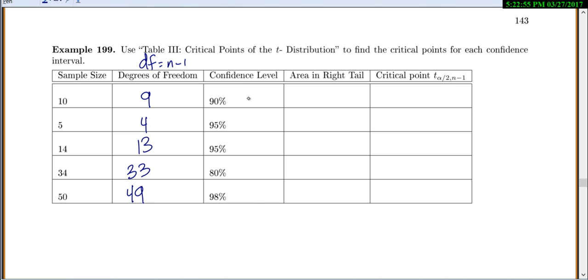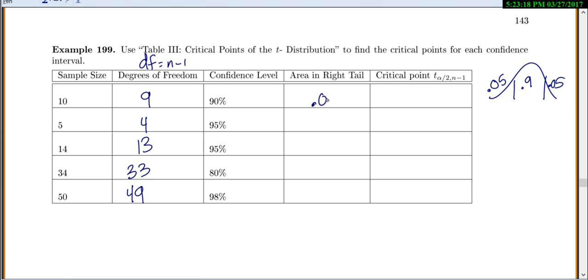Let's see, and then it gives me the confidence level for each one. And then we want to find the area in the right tail. Okay, so if I want a 90% confidence interval, that means we want 0.9 in the middle. And so how much is going to be left over for each tail? So 1 minus 0.9 is 0.1, and divide that by 2, so we'll have 0.05 in each tail.